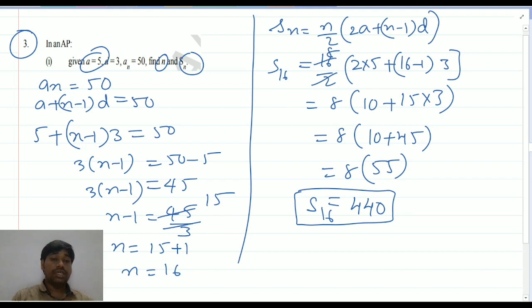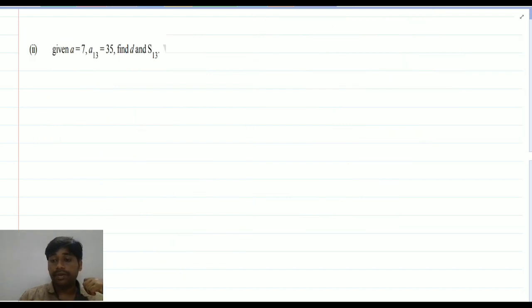So how did we solve it easily? The first term and common difference are given, and the nth term is given. Then we can find the number of terms. Then the sum of terms we can calculate easily from the first term and common difference. Okay, so see the next one.